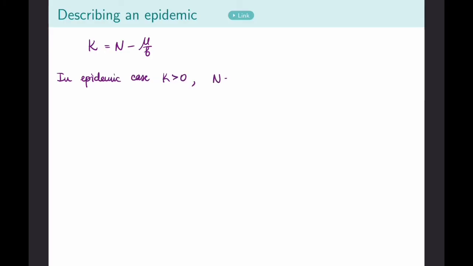That means that I must have that n minus mu over b is greater than 0, which is equivalent to saying that n is greater than mu over b, which if I multiply both sides by b and divide by mu, I'm going to get nb over mu is greater than 1. This is the number that is R naught, the basic reproductive number of the disease.